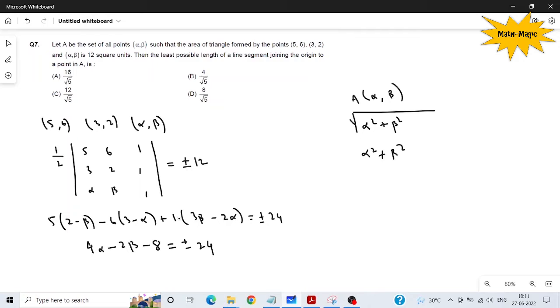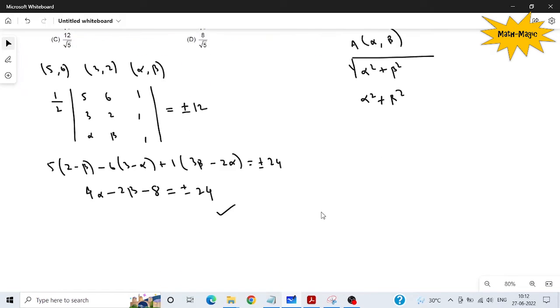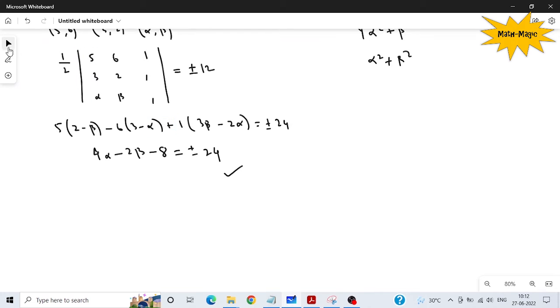As this is a function of two variables, we are going to convert it into a function of one variable by using the relation we get from the determinant, or from the area of the triangle. Once it is a function of one variable, we can find the maximum and minimum by using derivatives. Here we have two possibilities.